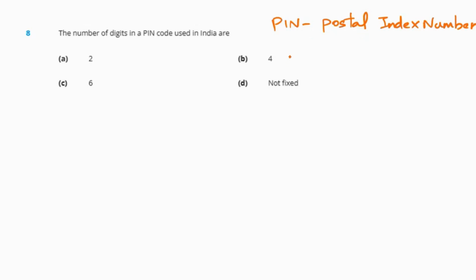So this is a type of special number that is allocated to each locality, village, town, or city, to a specific place, right? So in India, the number of digits in PIN code usually used in India is 6 digits. Wherever may be the place, in India, the PIN code is a 6 digit number. Okay, option C is the correct answer.